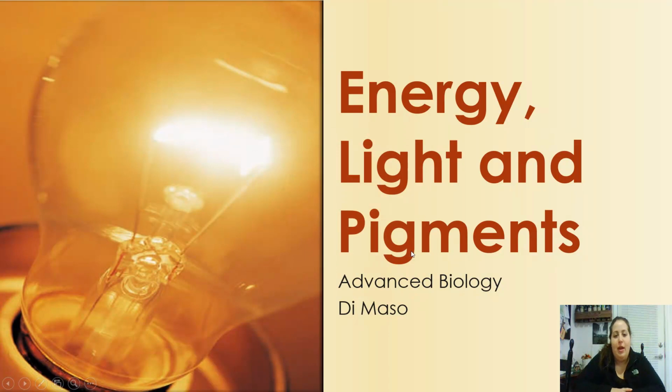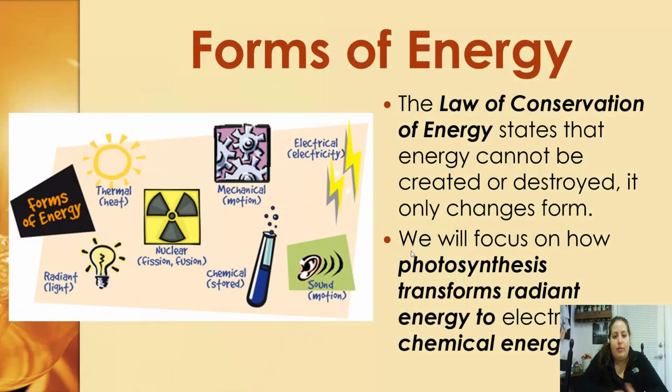Hello everyone! We are going to talk about energy, light, and pigments in our video today. So first of all, we have to go back to middle school and think about the law of conservation of energy that states that energy can't be created or destroyed. It only changes its form. So in photosynthesis, we're focusing on how energy changes its form from radiant or light energy to chemical energy that we're going to be able to use in our bodies.